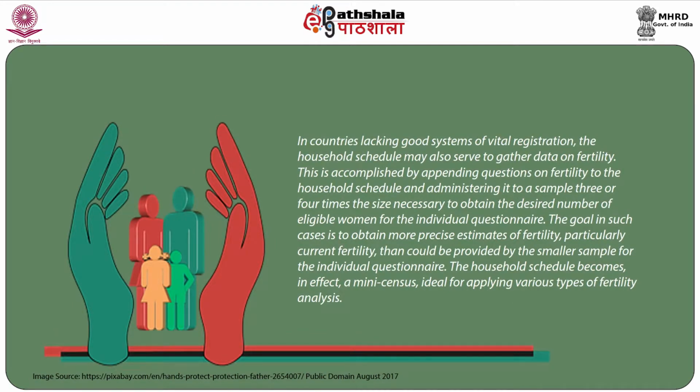In countries lacking good systems of vital registration, the household schedule may also serve to gather data on fertility. This is accomplished by appending questions on fertility to the household schedule and administering it to a sample 3 or 4 times the size necessary to obtain the desired number of eligible women for the individual questionnaire. The goal in such cases is to obtain more precise estimates of fertility, particularly current fertility, than could be provided by the smaller sample for the individual questionnaire. The household schedule becomes, in effect, a mini census, ideal for applying various types of fertility analysis.